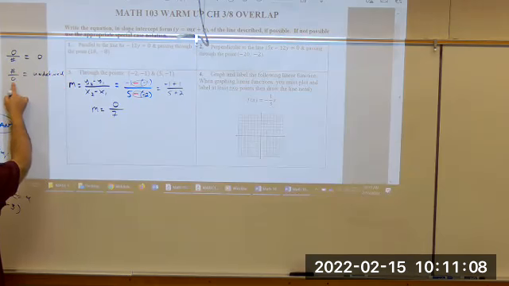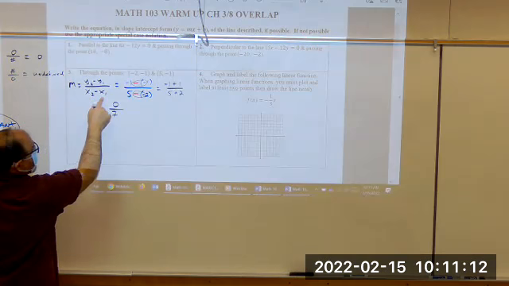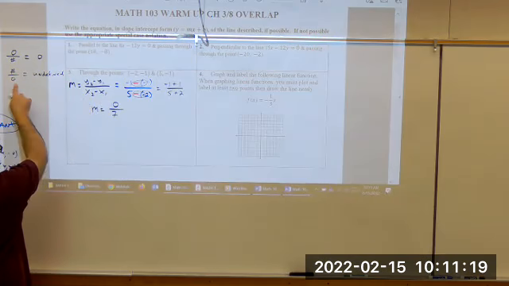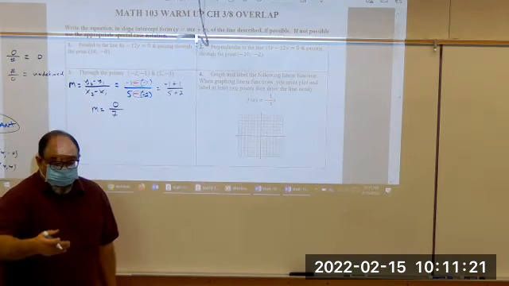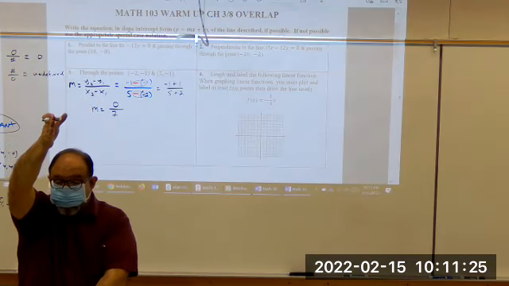The only way to get 0 in the denominator is because when you subtract the x's, they would have to be the same x, 5 minus 5, negative 2 minus negative 2. That's the only way to get 0 here. If the x's are the same, it's vertical, and vertical lines have an undefined slope.